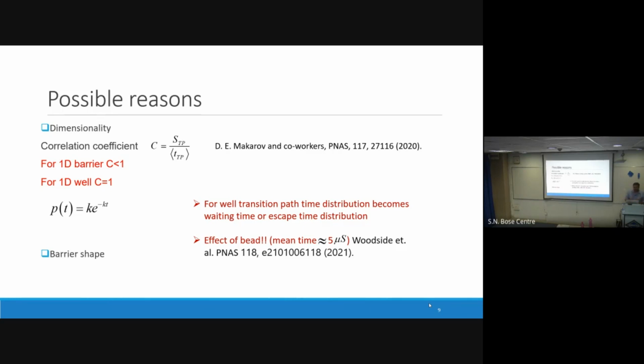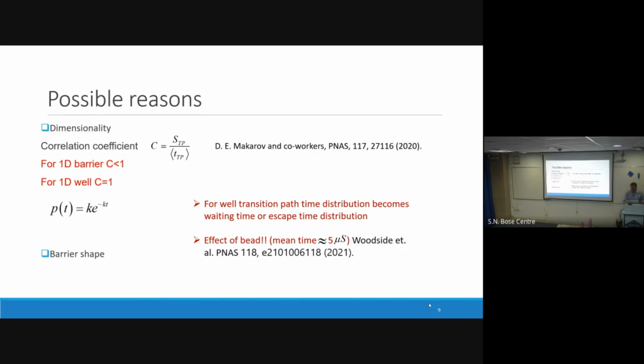So it will be a waiting time from the well to outside. The waiting time distribution, we know for a single well, if it is a Markov process where no memory effect is included, will be exponential. For this exponential waiting time, p(t) is given as k times e to the power minus kt, where k is the sum of the rates for the forward and backward processes. Using this distribution, if one calculates the correlation coefficient C, one can easily get it equal to 1, because from this distribution one can easily calculate the first and second moments.